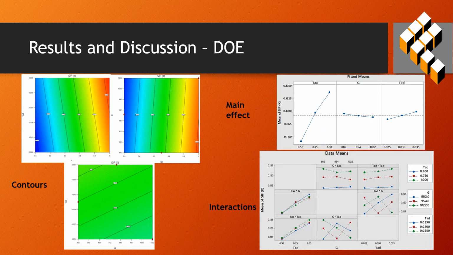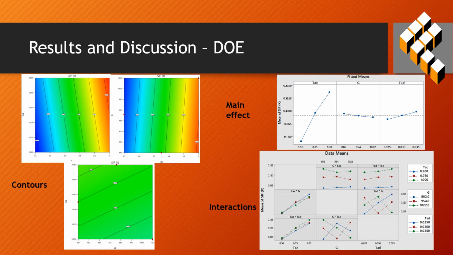In the results and discussion, as you can see, we have three types of plots here: contour plots, main effect plots, and interaction plots. Contour plots mainly define how the parameters are affecting the stress intensity factor, shown by color changes. In the main effect plot, you can see the optimum ratio of the parameters we are going to use. As you can see, with respect to the center line, how much a parameter varies from plus to minus.